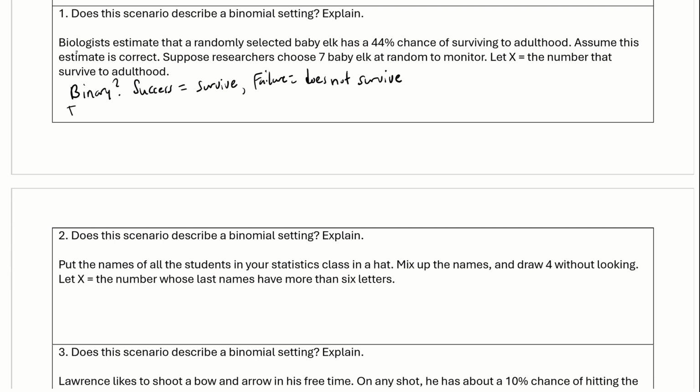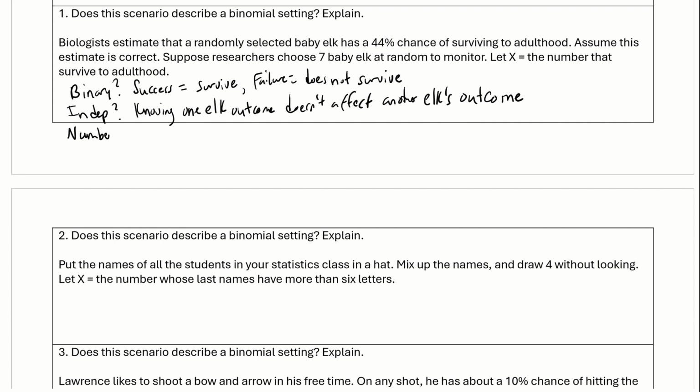All right, and is it independent? The answer is yes. Knowing one elk's outcome doesn't affect another elk's outcome. In other words, they're independent.